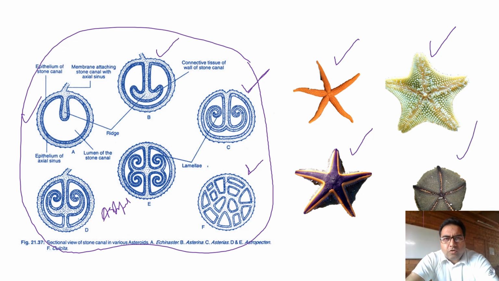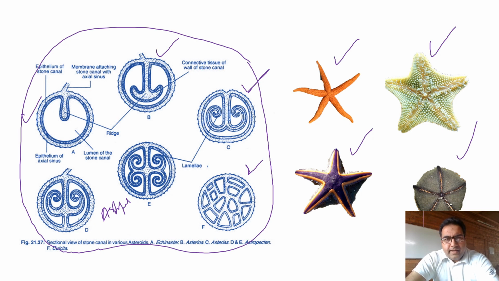We do have. So normally the stone canal is a short, slightly curved, and vertically disposed cylindrical tube, which I told you looks like the shape of an S, and it opens into the ring canal at the oral end, and it is enclosed by the wall of another wide canal, that is the axial sinus.